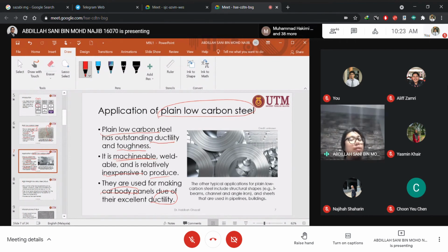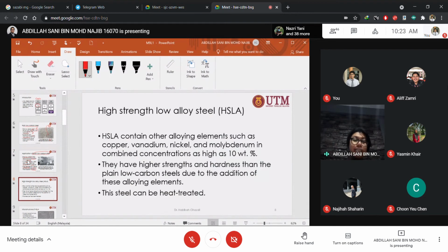Okay, so we want to reduce the impact on the passenger, right? So that is one of the examples of the application of plain low carbon steel. And on the other hand, we have HSLA, the high strength low alloy steel.